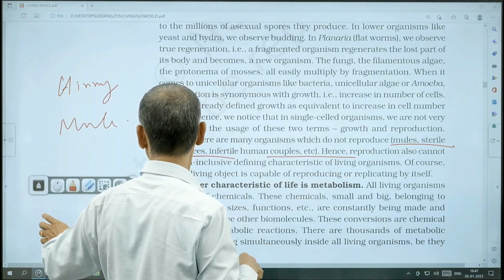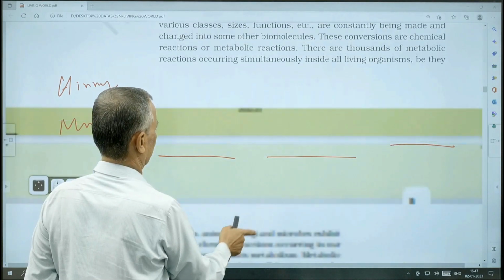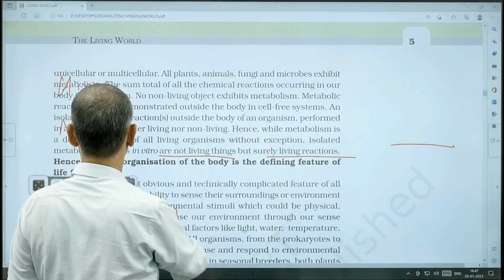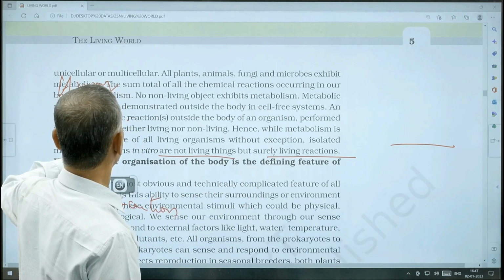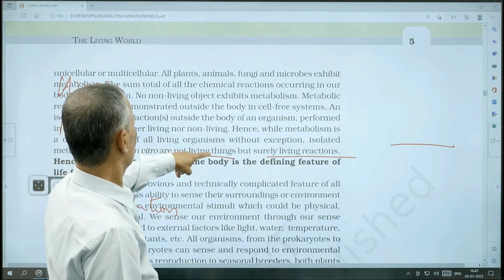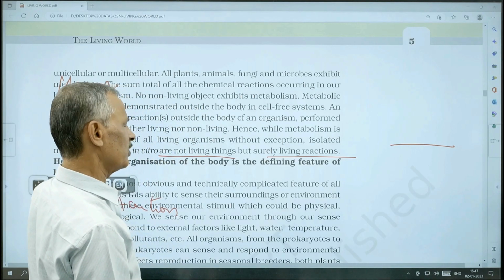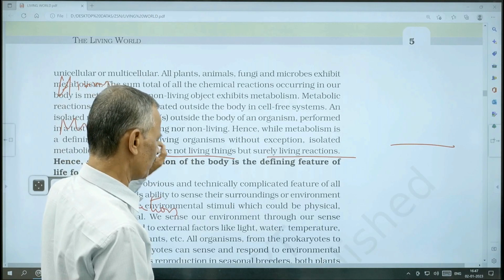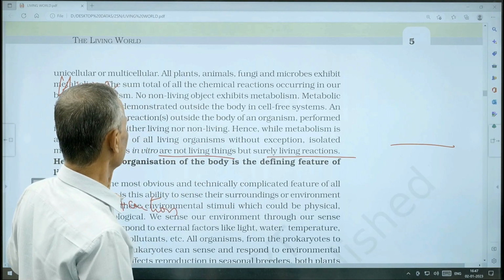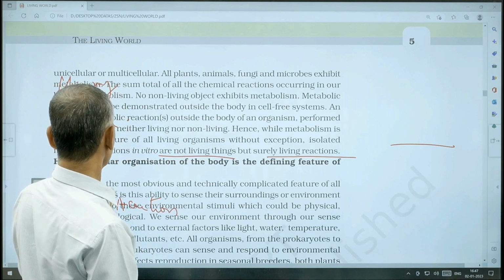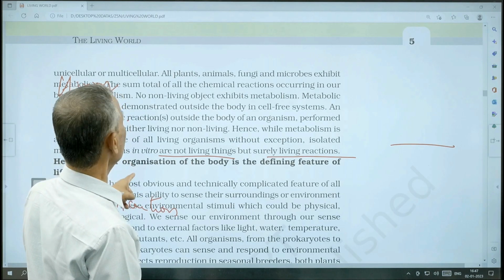Then we say that metabolism is a defining feature of all living organisms, without exception. In all living organisms, whether it's a bacterium, a protozoan, a plant, or an animal, you'll be having metabolism occurring. But understand that metabolism can also be conducted outside the cells.